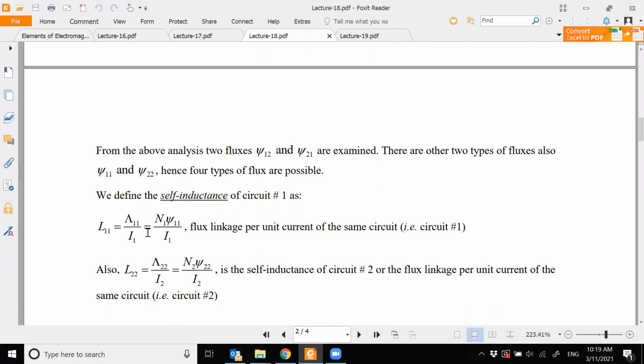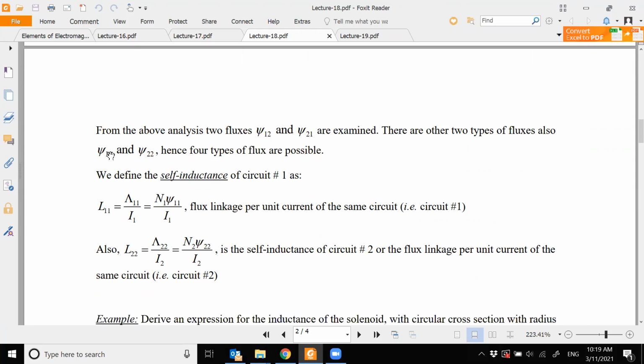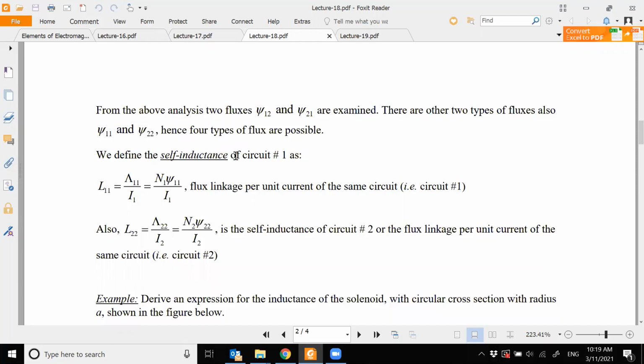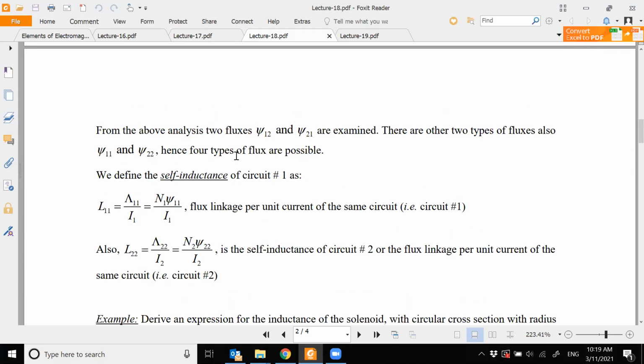Now, similarly, we also define two more types of fluxes, because we just now saw psi 12 and psi 21. We can define two more types of fluxes, which are psi 11 and psi 22. And what are these fluxes? These are called self fluxes. So what do you mean by self fluxes? What do you mean by psi 11?